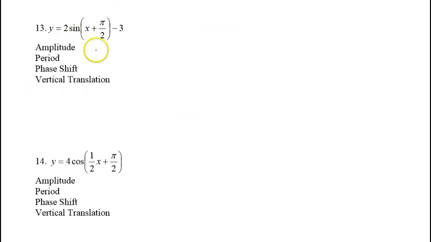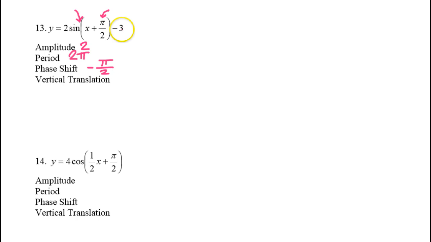Problem number 13. I can see that the amplitude is 2 because of the 2 right there, so kabam. The period: there is no b value, which would be right there. So there's no b value, so the period will be the usual 2 pi. There is a phase shift, but since there's no b value, I don't have to do any fancy math. I can just see the phase shift right here. It will change signs though, so since I have plus π/2, I know the phase shift will actually be -π/2.